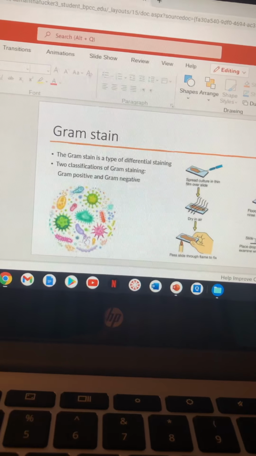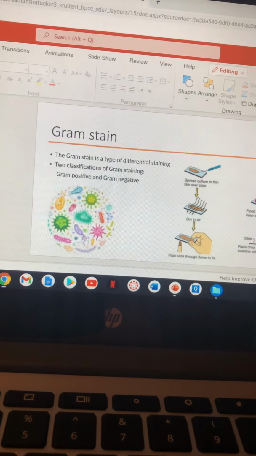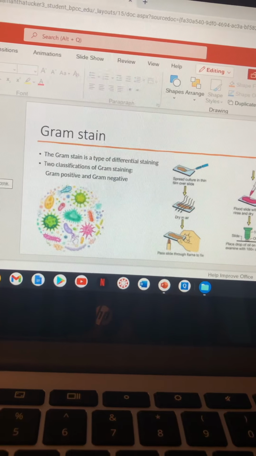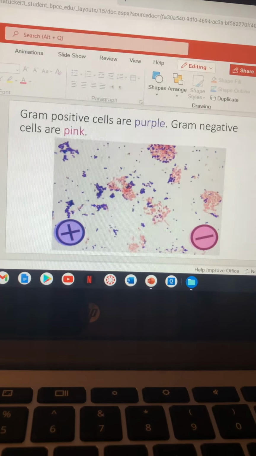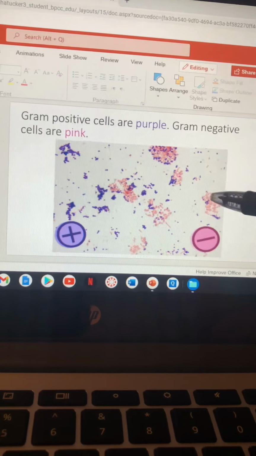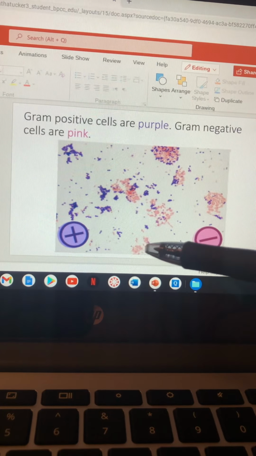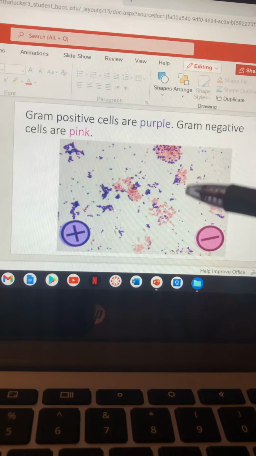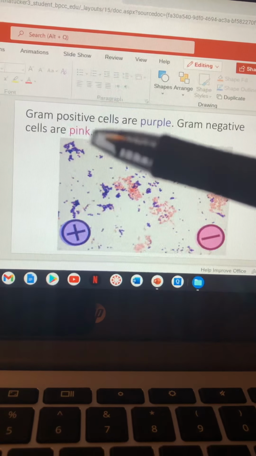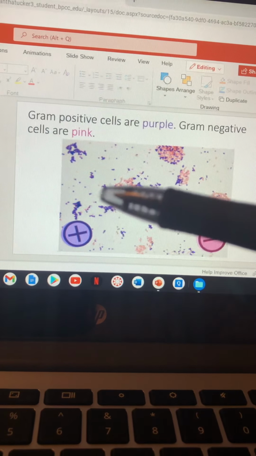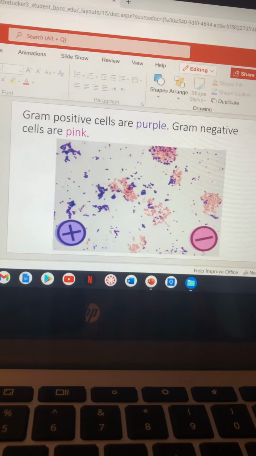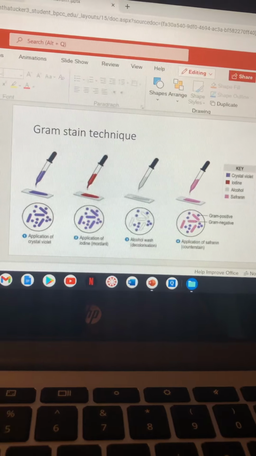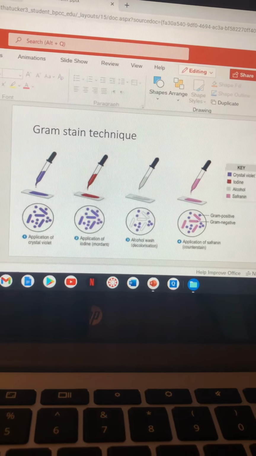And there are two classifications of Gram staining. There's Gram positive and Gram negative. So Gram positive cells are purple and Gram negative cells are pink. So all these little clusters of pink are negative, and all of the purple clusters are positive cells. There are 4 steps to the Gram stain technique.